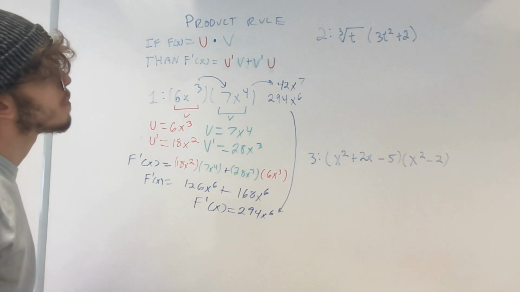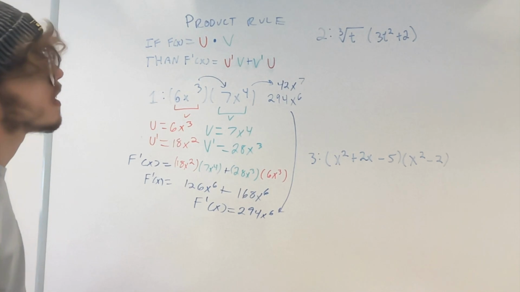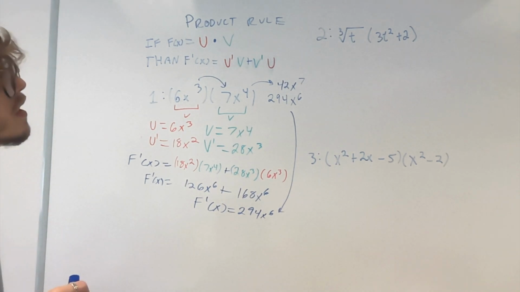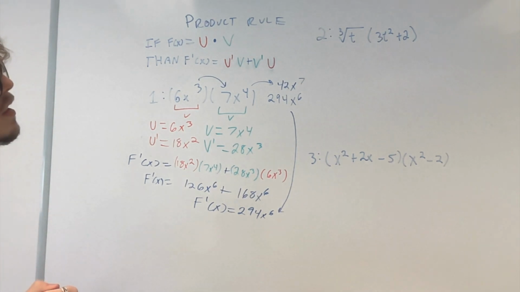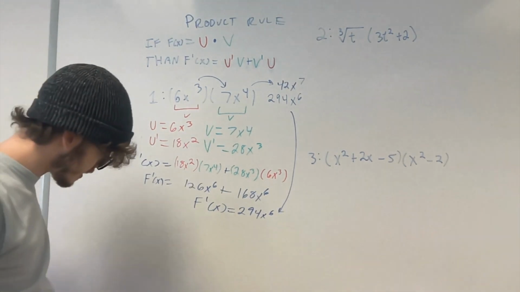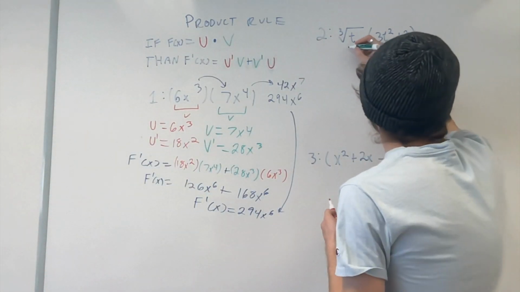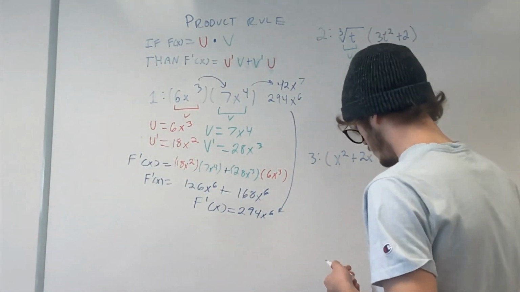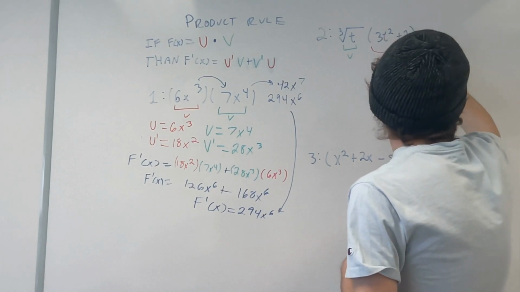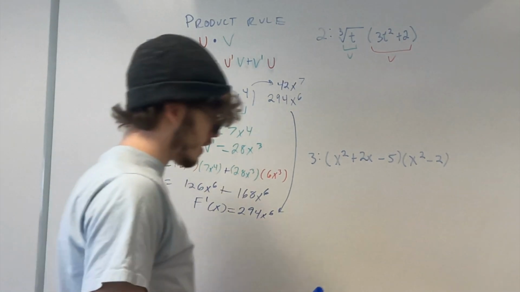We have in problem 2 the cube root of t times the quantity 3t to the second plus 2. So in this example, we identify two terms here. We identify our u and our v. Okay, and I'm not going to worry about colors anymore. Hopefully you get the gist.